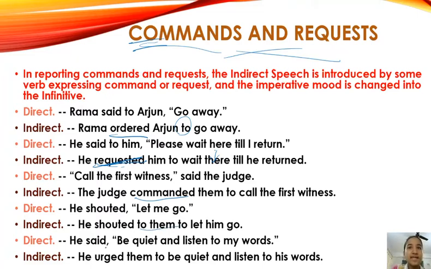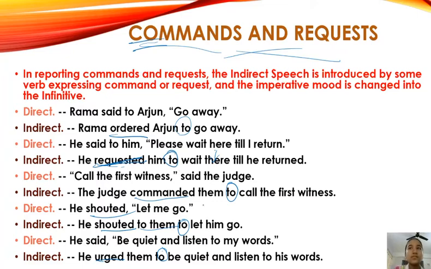Okay. He said, be quiet and listen to my words. He urged them to be quiet and listen to his words. You are not going to change the shouted, because it is already mentioned in the direct speech. He urged them, or ordered them, to be quiet and listen to his words. You can see we are including to in all these indirect speech, so make sure you include to.